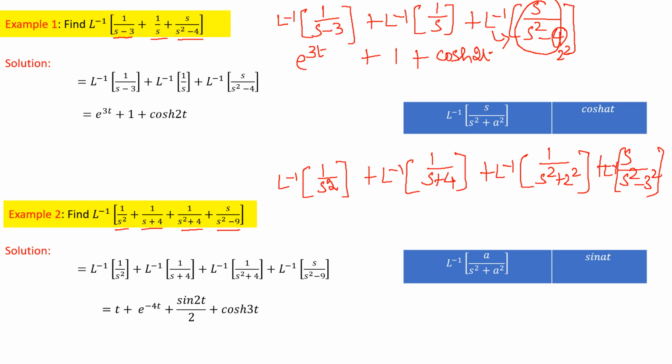So this is going to be t, plus this is going to be e power minus 4t. The third term will be in the form of sin at by a. Here a equal to 2, so I can write sin 2t by 2, plus the last term will be cosh at. Here a equal to 3, so this will become cosh 3t.